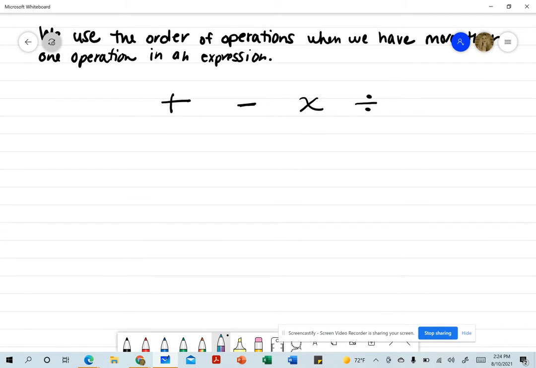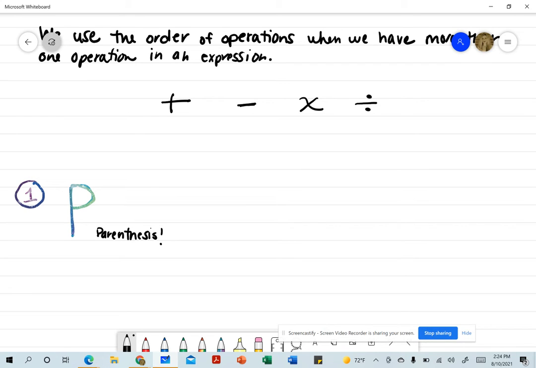So the first order, the thing that you look for first when solving, is P in our PEMDAS, right? P. And what does P stand for? Well, P stands for parentheses. I totally spelled that wrong, excuse me. P stands for, I'm going to write it down here, parentheses.